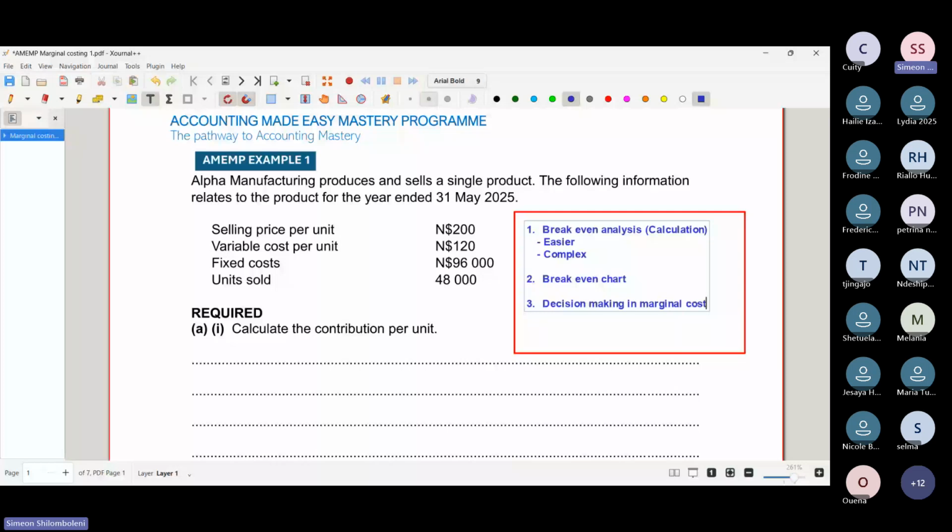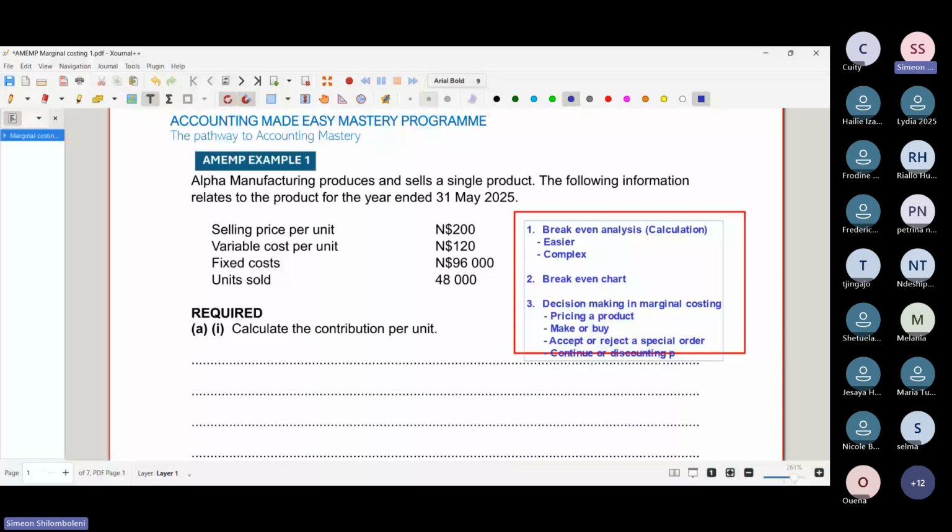Now, this decision making in marginal costing, we have 4 decision making. We have what we call pricing a product. Okay, I think I didn't make a question on pricing a product. I just have to do that. Pricing a product. We have what we call make or buy. We have what we call accept or reject a special order. And finally, we have what we call continue or discontinue. Discontinue product line.